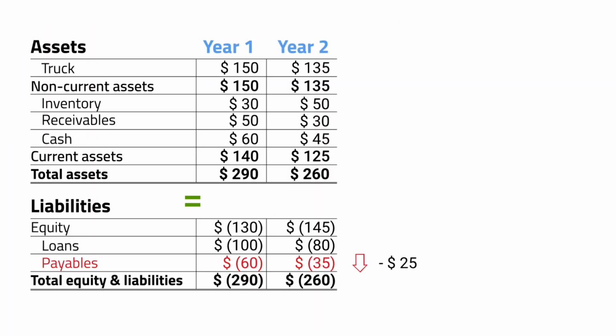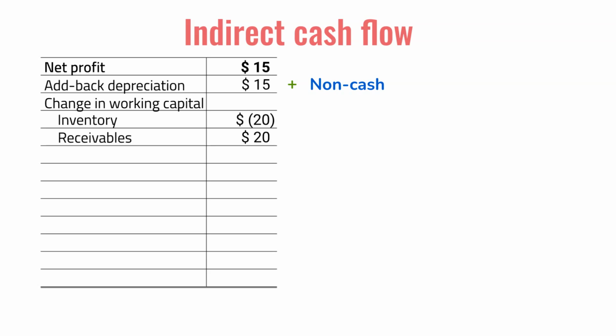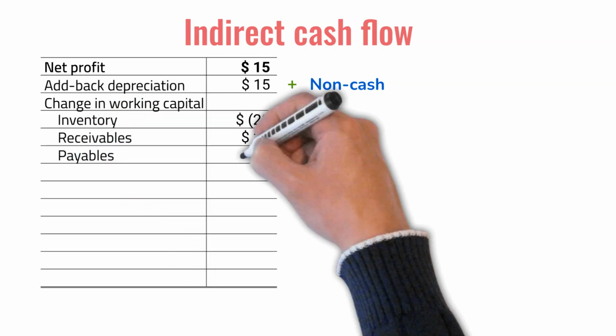Payables decreased from $60 to $35. That means we paid more money to our farmer. That is minus $25 to our cash flow.